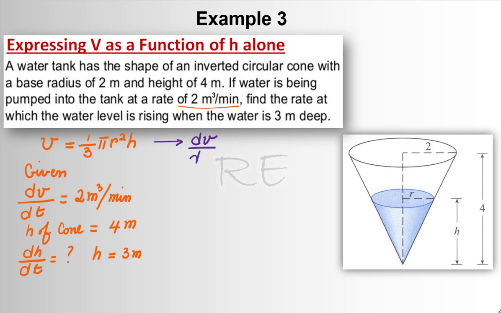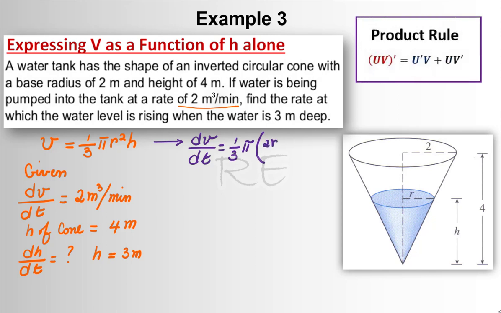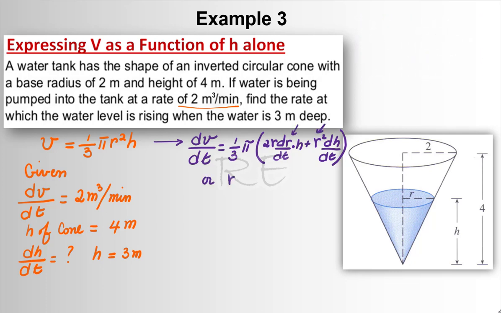Notice that if we implicitly take the derivative of the volume with respect to time, we will get 1/3 pi times 2r dr/dt times h plus r squared times 1 dh/dt. The derivative of the form uv' plus u'v. And we have dr/dt and r that are unknowns, because r is not given. Therefore, it's impossible to find the derivative this way.